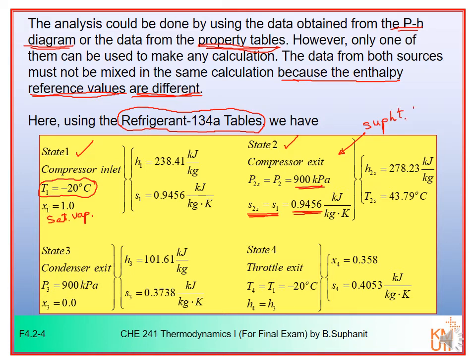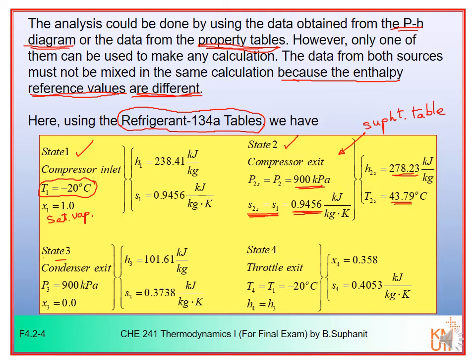Superheated table to determine the enthalpy value and the temperature value at the compressor exit. Okay, so here in the example, I've just shown you the result, enthalpy and temperature at the compressor exit.